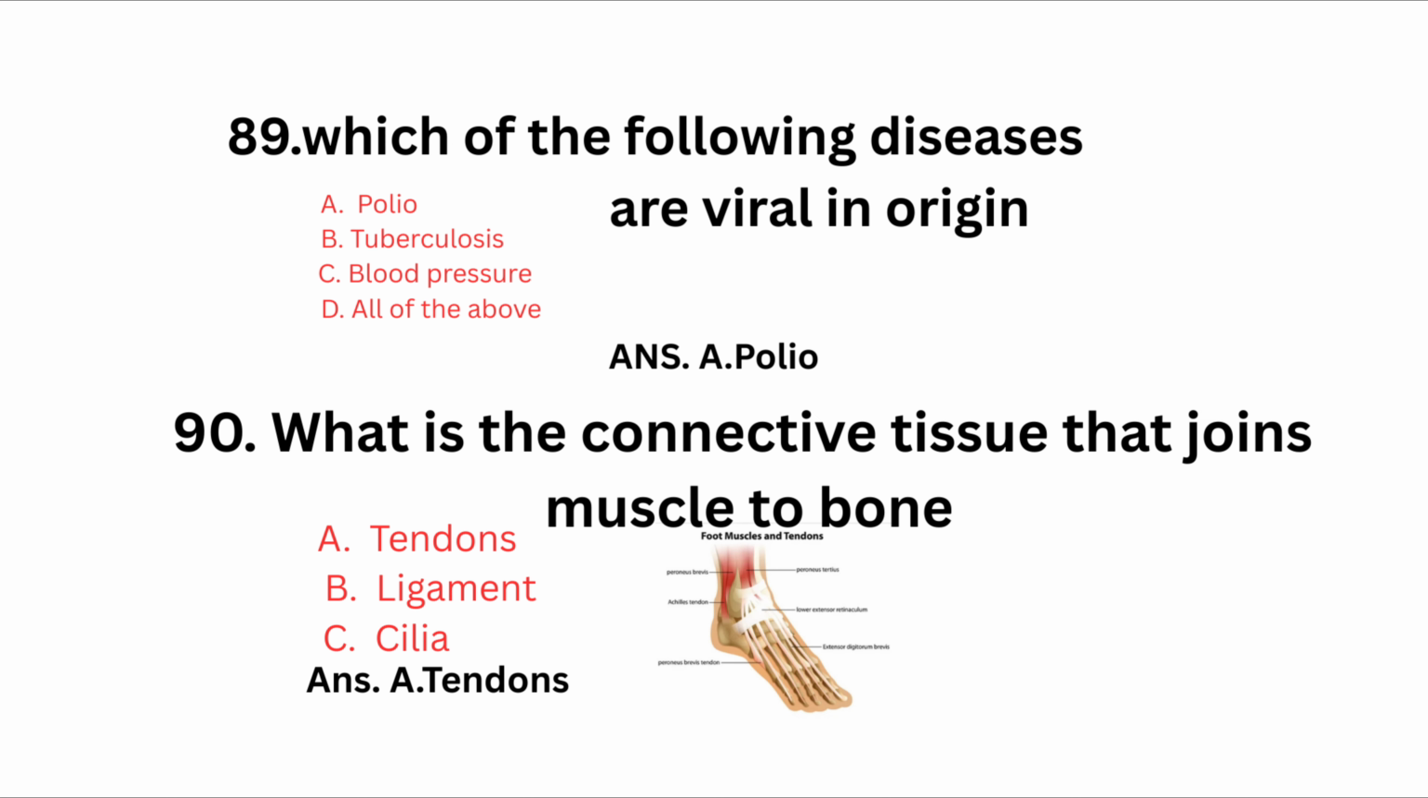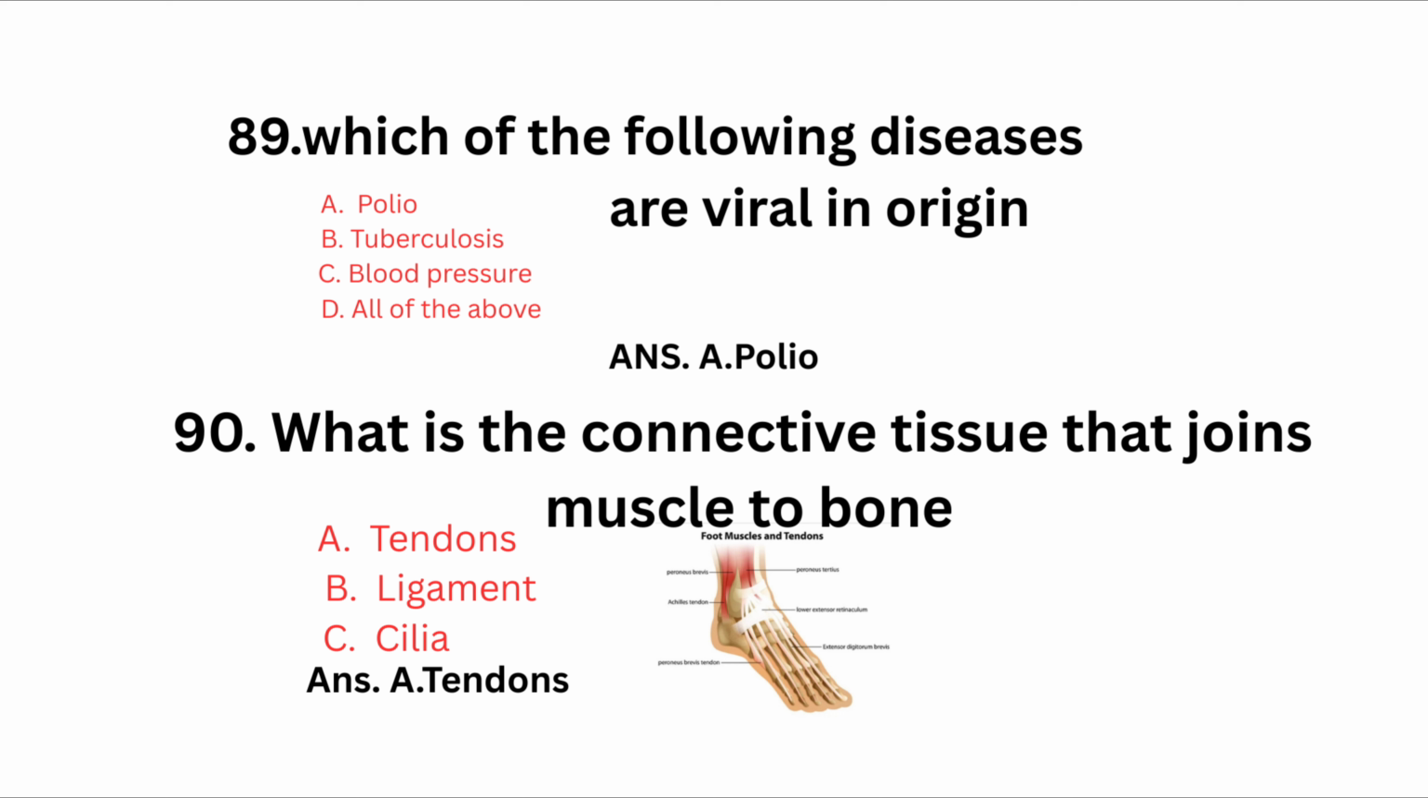89. Which of the following diseases are viral in origin? A. Polio. B. Tuberculosis. C. Blood vessels. D. All of the above. The answer is A. Polio. 90. What is the connective tissue that joins muscle to the bone? A. Tendons. B. Ligaments. C. Cilia. The answer is A. Tendon.